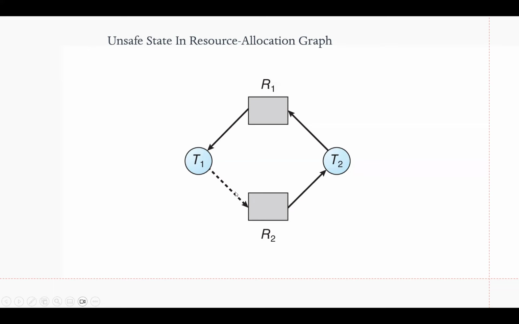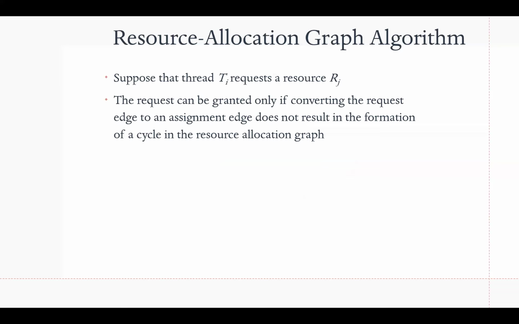And there is one more claim edge here. So this whole thing is forming a cycle. So this is the unsafe state in the resource allocation graph. Okay. So what is the resource allocation graph algorithm?